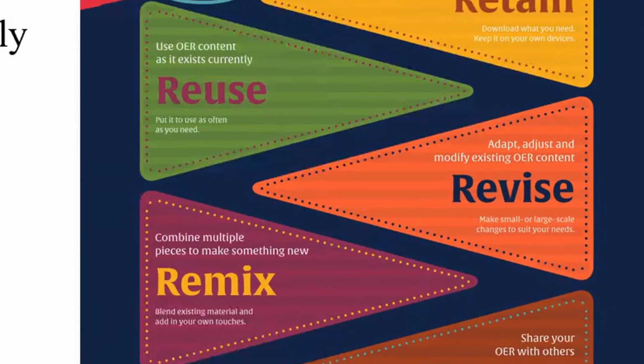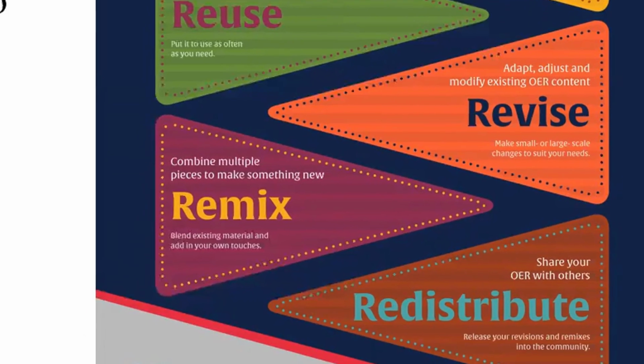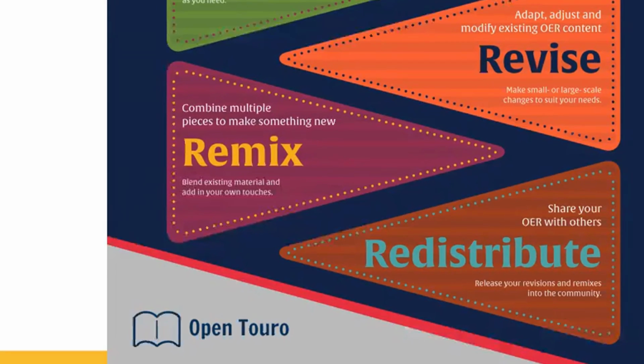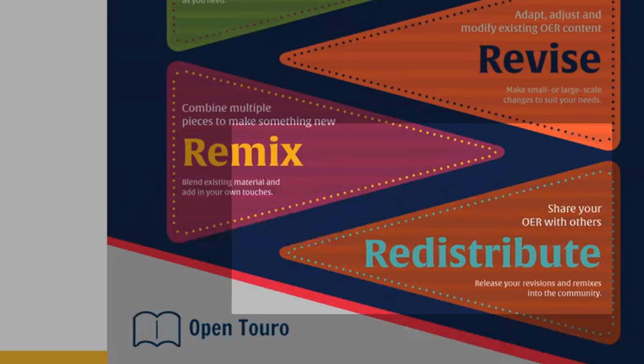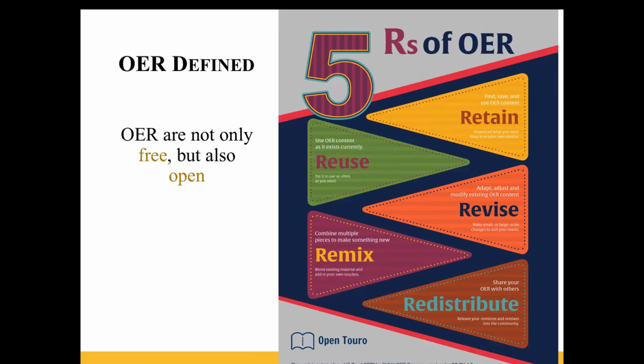The third R is to revise. So you can adapt, adjust, and modify existing OER content. You can make small or large-scale changes to suit your needs. You can also remix, so you can combine multiple pieces to make something completely new. You can blend resources and add your own touches to it. Lastly, you can redistribute, so you can share your OER with others. You can release your revisions and remixes into the community so that more people can benefit from it.